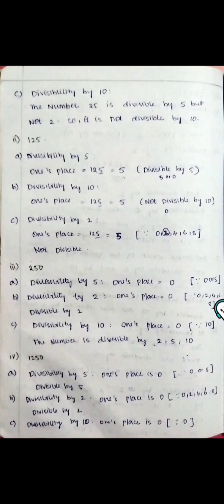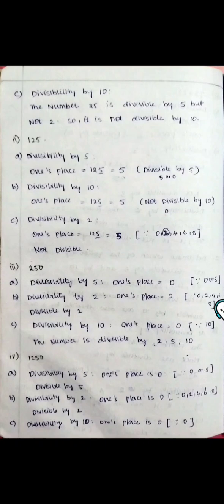And the next one is 250. If we check the divisibility by 5, the ones place is 0. So for the divisibility rule for 5, it might be either 0 or 5. So it is satisfying the condition. So it is divisible by 5. Divisibility by 2. The ones place is 0. That means it is satisfying the condition that the ones place digit should be either 0, 2, 4, 6 or 8. So it is divisible by 2. And the next one is divisibility by 10. In the ones place it is 0. So the number is divisible by 10 also.